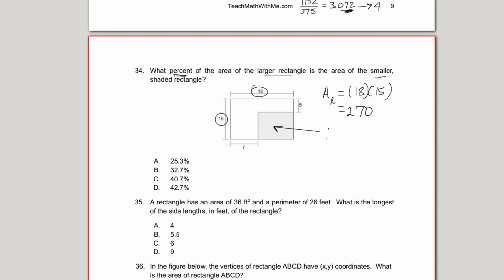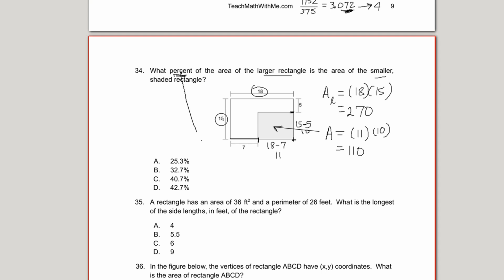Now, what about this? The measurement of this area, if from here to here is 7, then from this point to this point is going to be 18 minus 7, which is equal to 11. So that is one dimension. And now we need to know from here to here. This is going to be equal to that 15 minus 5, which is 10. So 11 times 10 is 110.